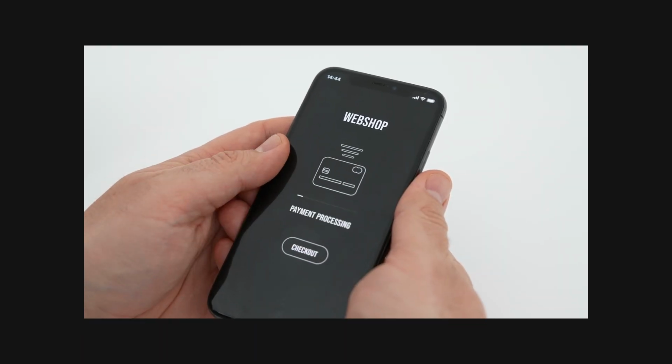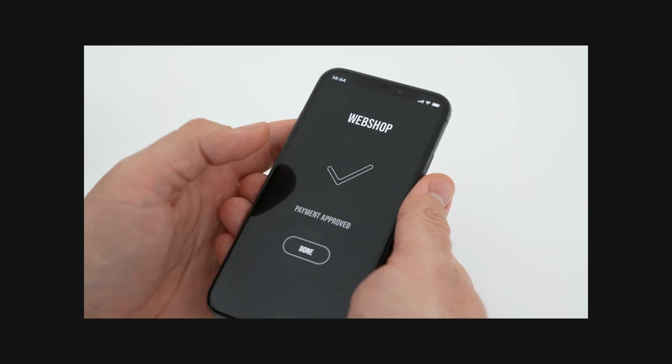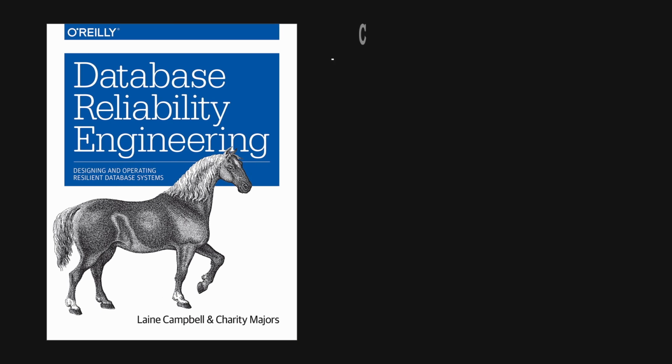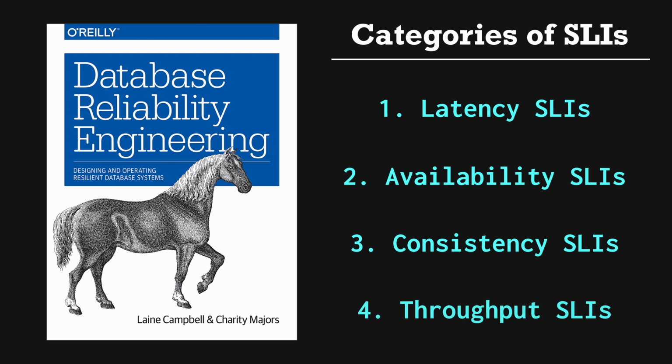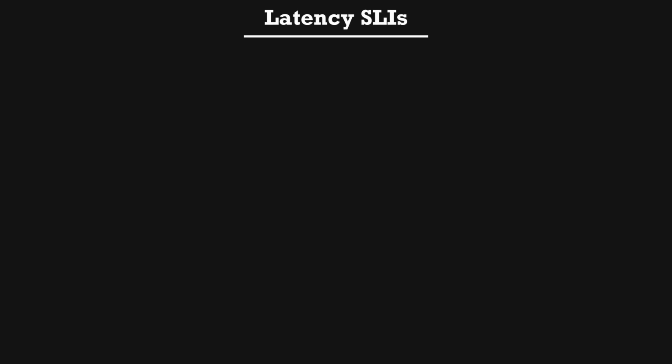But how do we handle measuring other characteristics of reliability other than latency? What if we didn't really care about the time it took to acknowledge orders, but were only concerned that orders were acknowledged eventually? The book Database Reliability Engineering outlines a few categories of SLIs. Let's go over the 4 basic categories of SLIs, starting with latency, so we can form a clear picture of all of our options. First, latency SLIs.